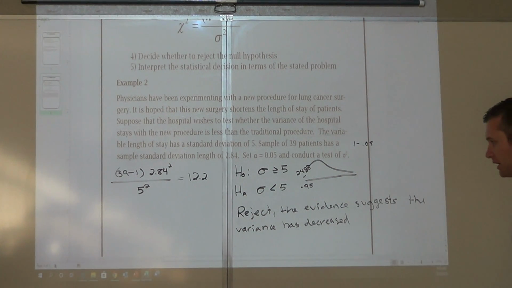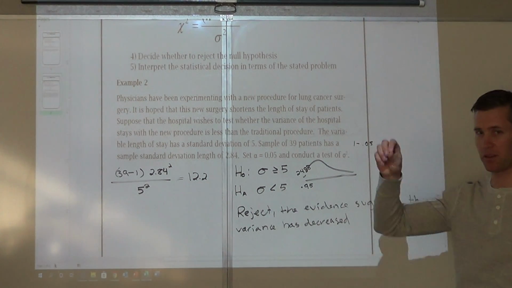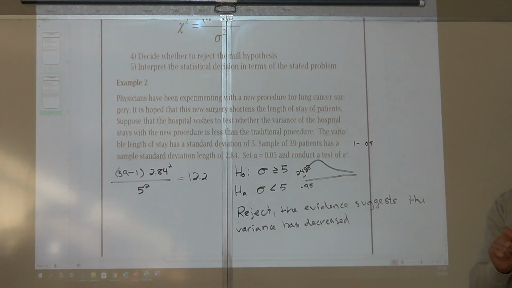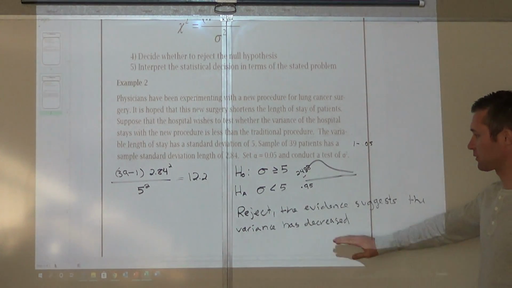So that is our third test, the test of variance. The biggest difference is that we're using a different chart, and each one of those has a different one. For our small sample, we use the t-score. For our proportion, we use the z-score. And then for variance, we use the chi-square test.